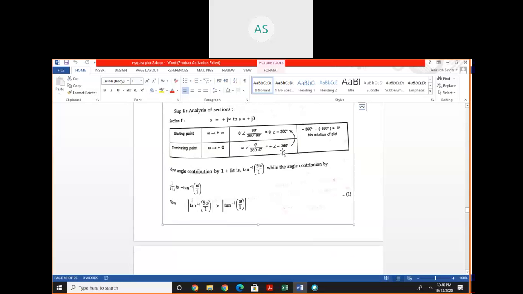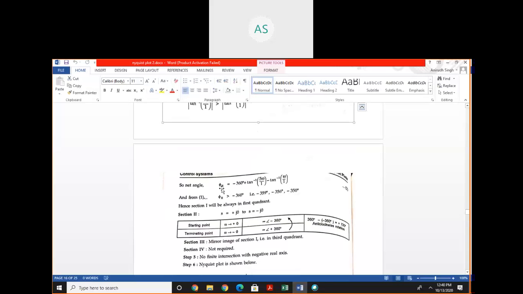So we get the starting point and terminating point when omega tends to plus 0. When omega tends to 0, this term is 0, this term is 0, meaning the angle contribution by 1 is 0, and the angle contribution by s raised to the power 4 is equal to 360. So we get 360, and there is no rotation of the plot, because we get 0 degree.